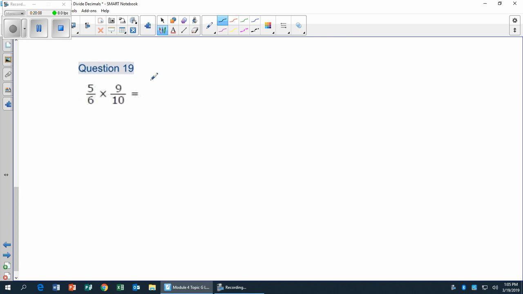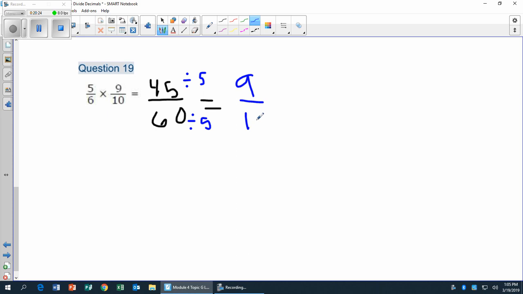Question 19, we multiply straight across on problems like this. And in this case, I can divide them. So I'm going to start by dividing by 5, I see easily. And when I do that, I end up with 9/12. And I see that I can simplify even more if I divide by 3. And I end up with 3/4.